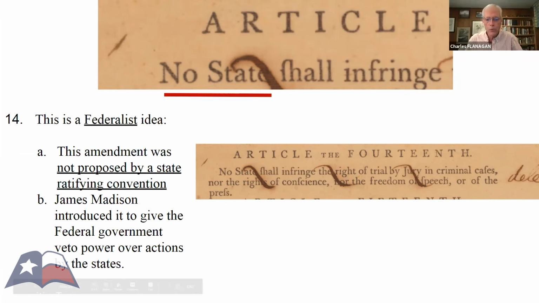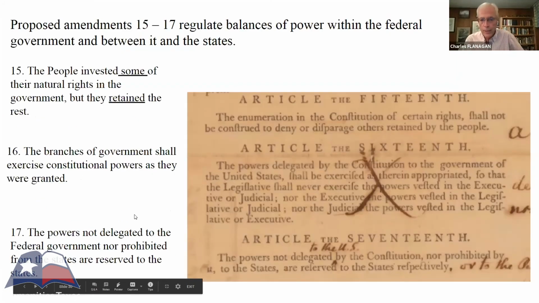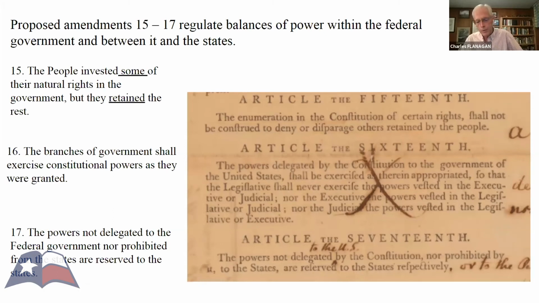This is a back and forth between the Federalists and the Anti-Federalists trying to shape this charter. But these, you'll see, are very much anti-Federalist, because this 15th article, which becomes Amendment 9, by the way, says the people invested some of their natural rights in the government, but they've retained the rest, right? The enumeration in the Constitution of certain rights shall not be construed to deny or disparage others retained by the people. And the 16th one is about the balances between the branches of the government in this new Constitution.